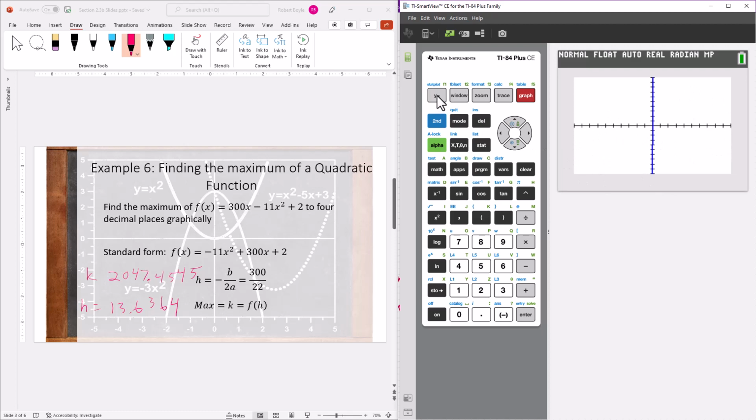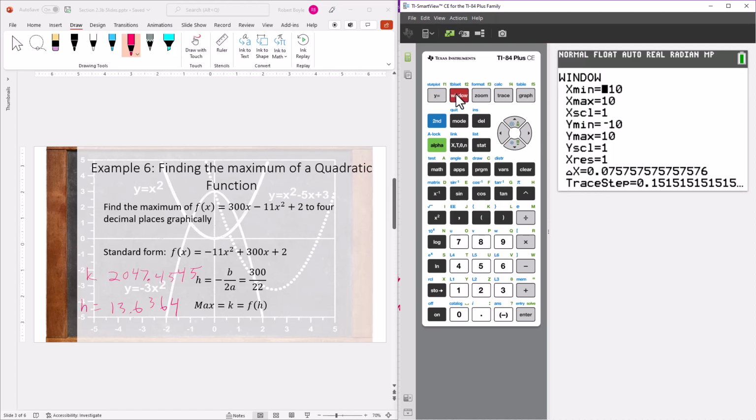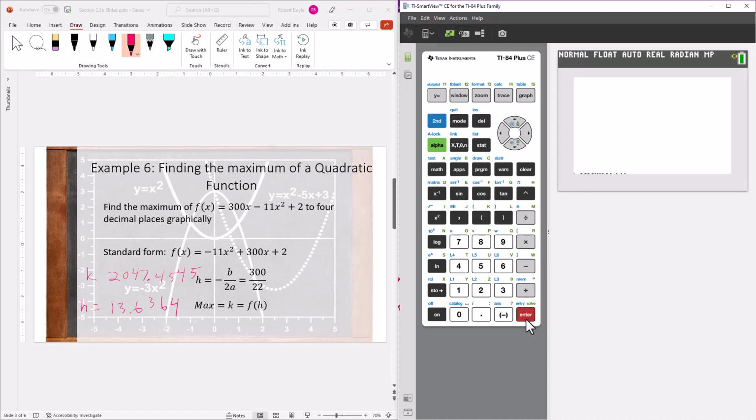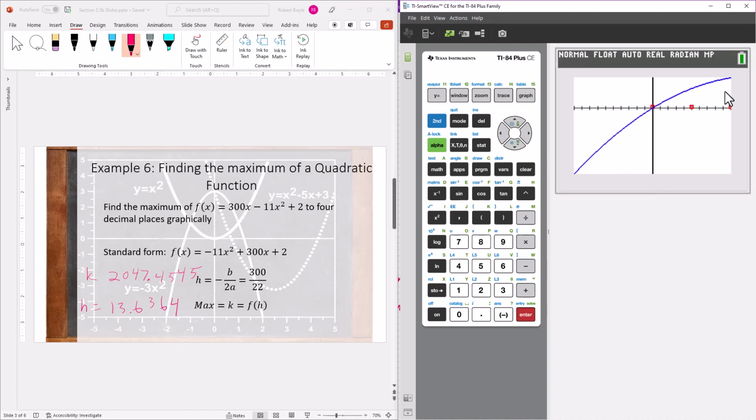Now, one of the things that you can do is you can modify the window, or you can come over here, okay, to zoom. Okay, and then we have a number of options here. We have box and zooming in and out, square, standard, and also we have zoom fit. Now zoom fit's not perfect, but it's a good start. So let's go ahead and hit zoom fit, hit enter, and that is our graph, which really does us no good.